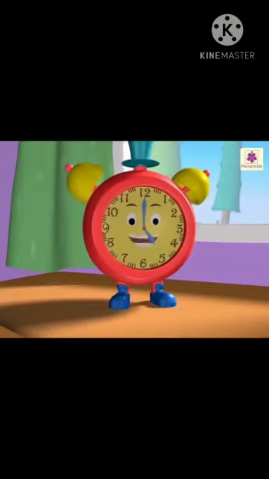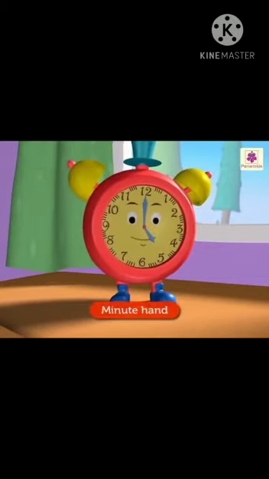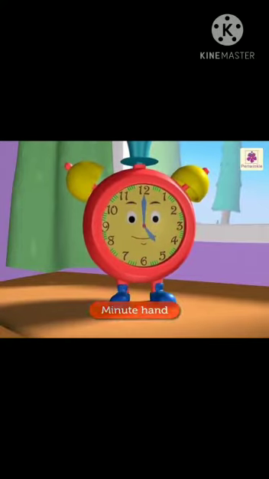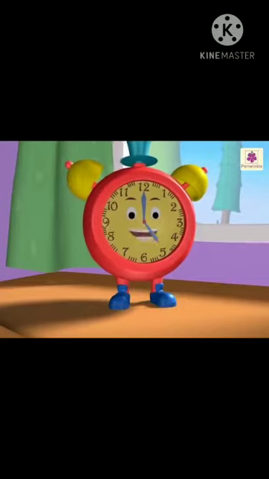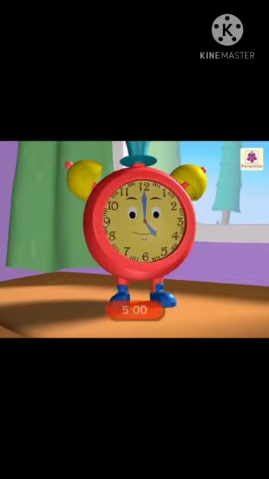My long hand is also called a minute hand. It shows the minutes. Come, now I will teach you how to read the time. See, my hour hand is on 5 and the minute hand is on 12. This means the time is 5 o'clock. We read it as 5 o'clock. We write it as 5, then colon, and then 00.